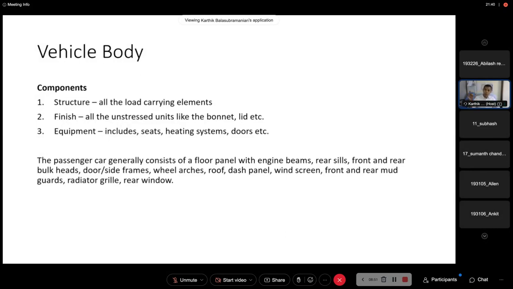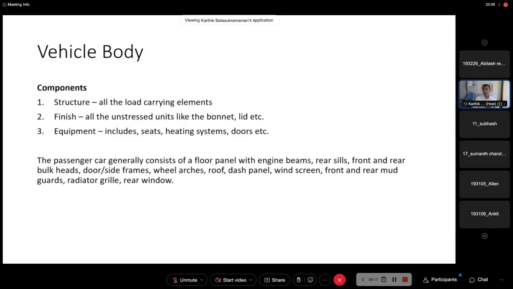As I said, A pillar, B pillar, C pillar, there is a windscreen, a windscreen wiper, a bonnet lid, and there are fenders. What do you mean by fenders? Fender is like a mudguard. The mudguard you have in two-wheelers, which comes above your wheels, is called a fender.